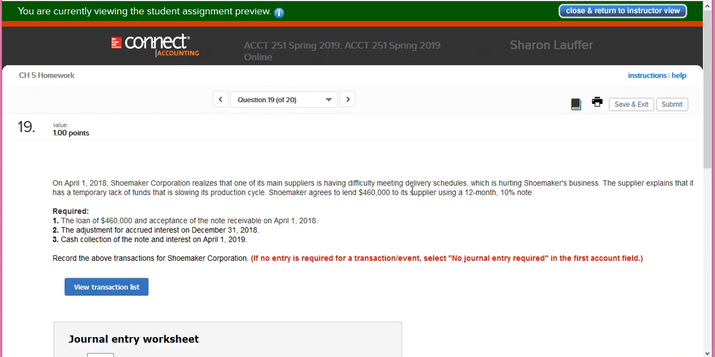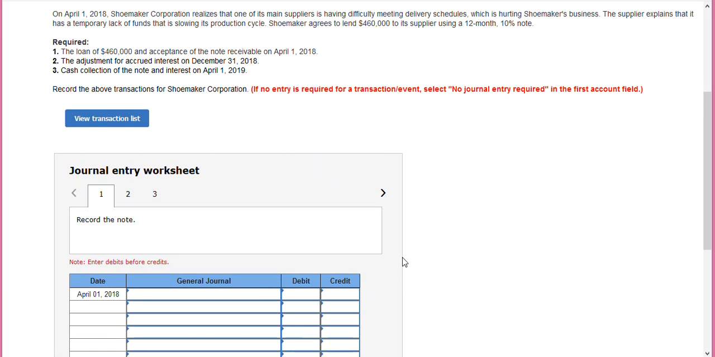All right, so this says on April the 1st, Shoemaker Corporation realizes one of its main suppliers is having difficulty meeting delivery schedules. The supplier has a lack of funds. So we are dealing with a loan. Shoemaker agrees to lend the supplier $460,000, and it's a 12-month note at 10% interest. So we've got three transactions we need to record.